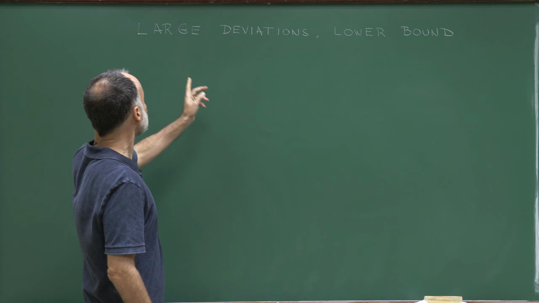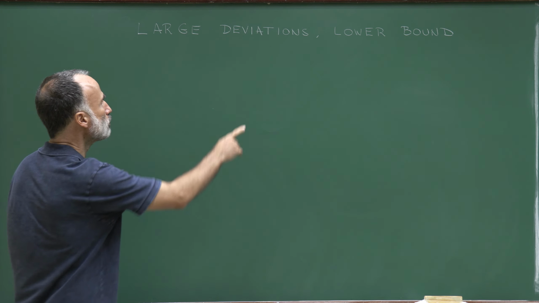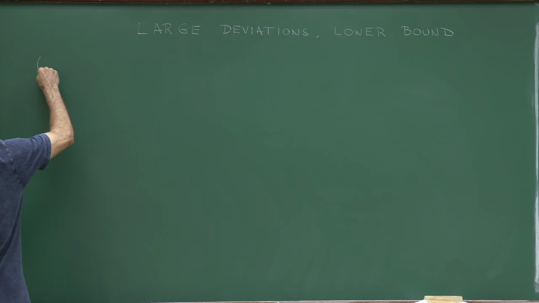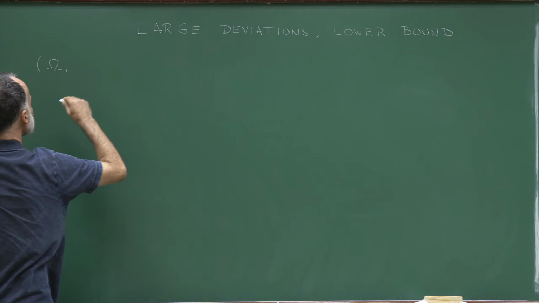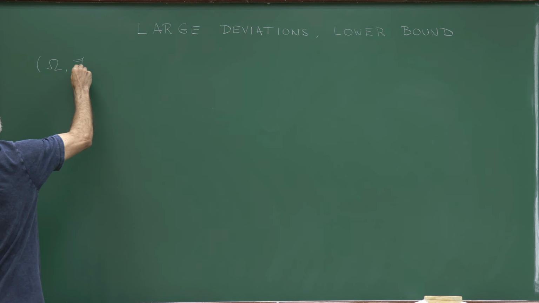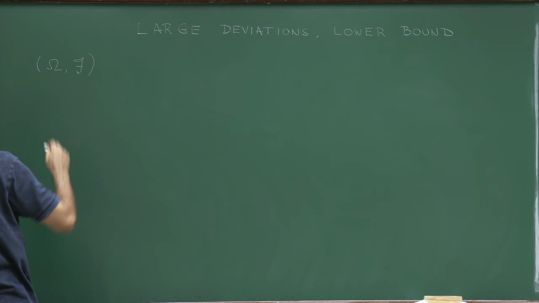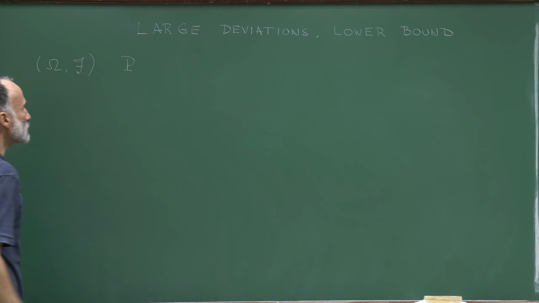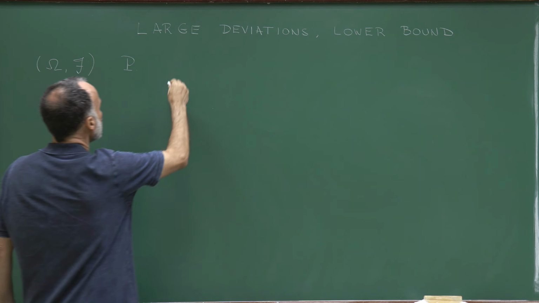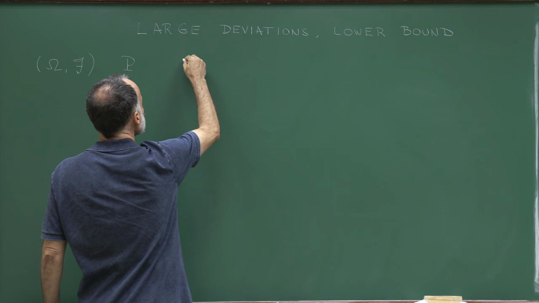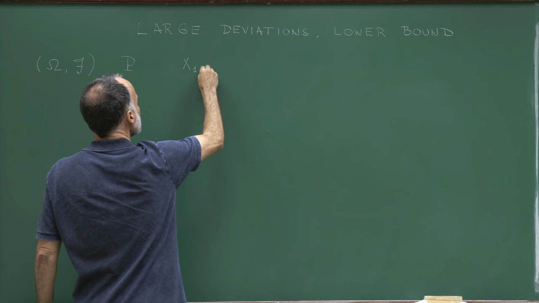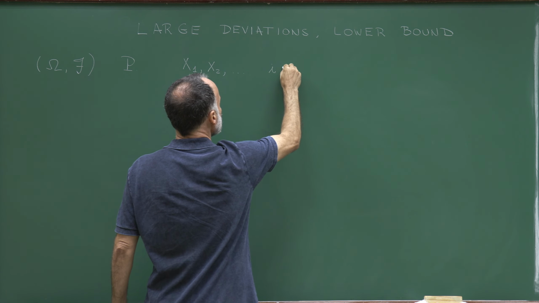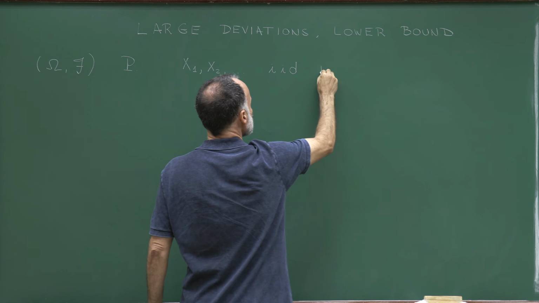So in this lecture, I will present the lower bound of the large deviations principle. Let me remind you of the setup. We have a measure space, omega, and a sigma algebra F. And we have defined in this measure space a probability measure. And we have in this space a family, x1, x2, of IID random variables.